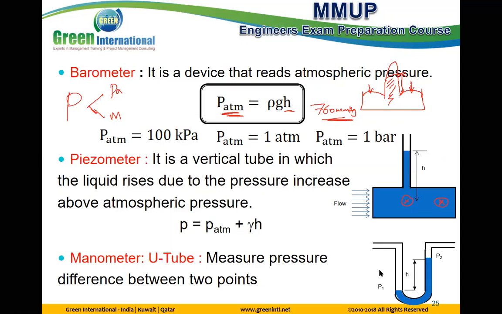Manometer. The third one is the manometer. As you see here, the shape is a U. What does it measure? It measures the pressure difference between 2 points. Each word is very important: measure pressure difference between 2 points.